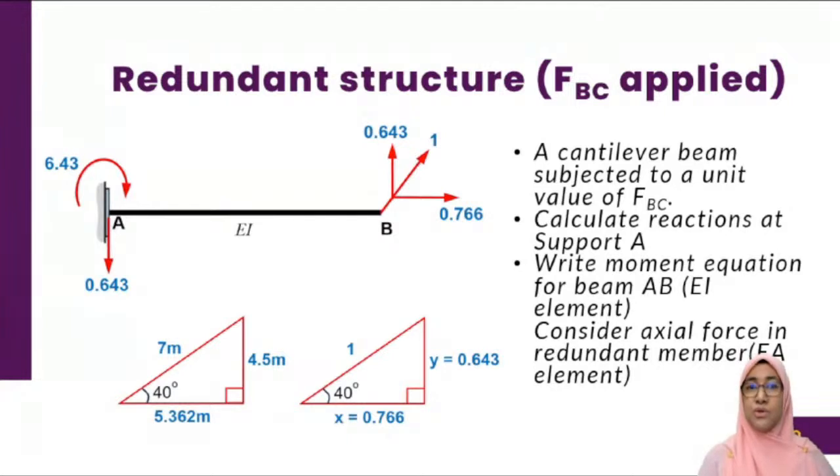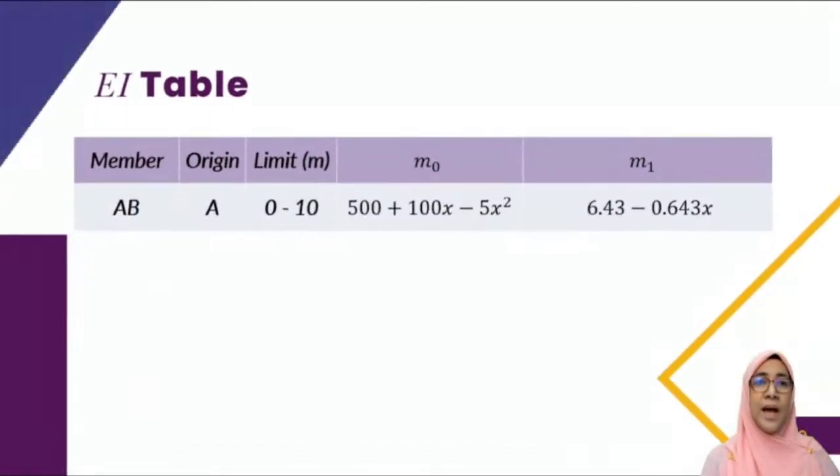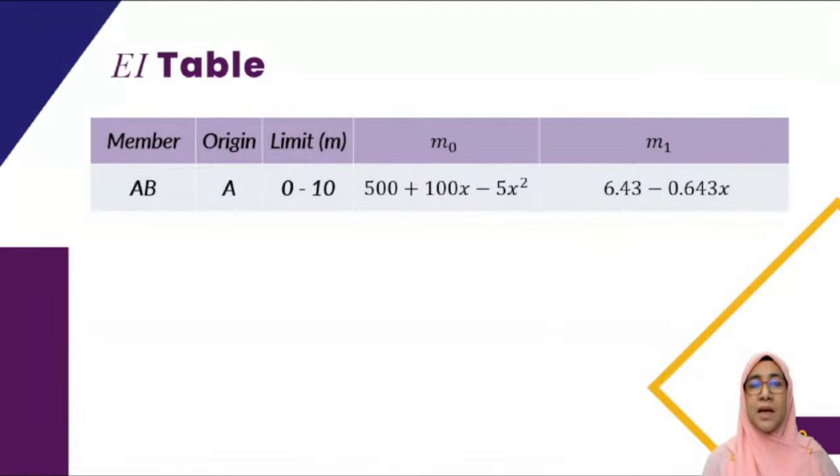Okay, so this is what we should do when we analyze a redundant structure. Under this redundant structure, member AB is an EI member, and don't forget the unit value of FBC that we put is for the EA member. So for the EA element, we consider a unit value as the force, and we write the moment equation for the beam, the EI element. Okay, so we will have two tables: table 1 for EI and table 2 for EA.